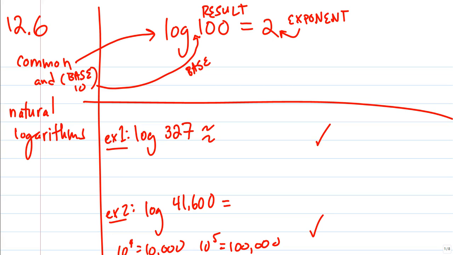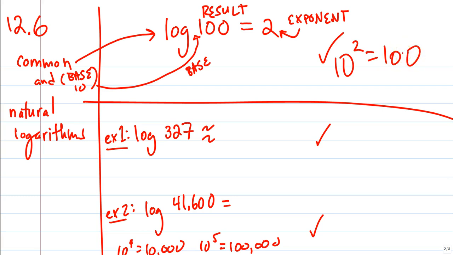So if I had log of 100, we should know that that is 2. Why do we know? Well, if there's no base, we know that's base 10. So 10 to what power makes 100? We could always check this. We could say the base to the exponent equals 100, right?